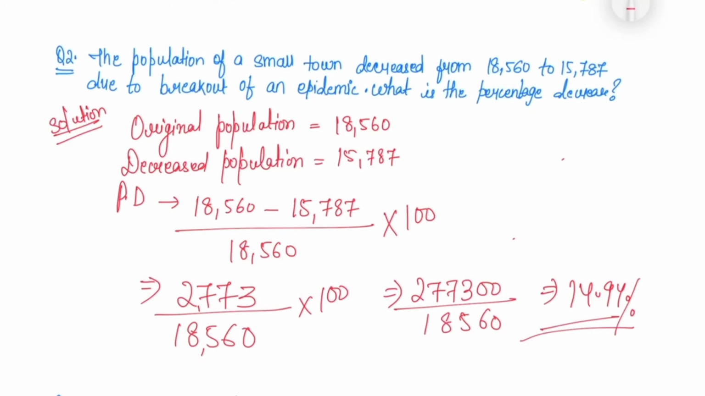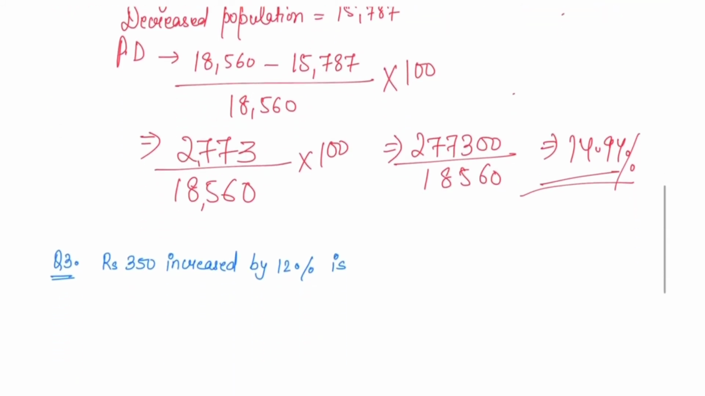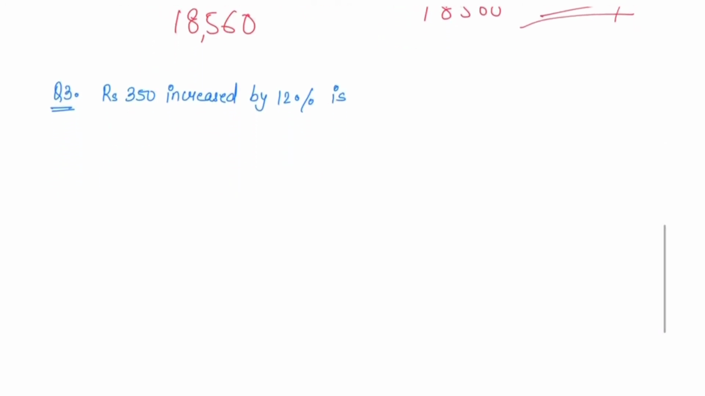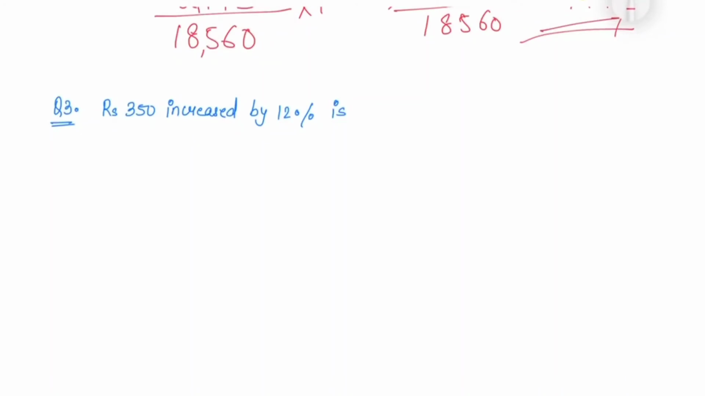Now sometimes you may get some questions which are not related to the formula, but yes, you may get this kind of question. So the question is like this: rupees 350 increased by 12% is. Now in this case, you will get confused that according to the formula we cannot do this. So this is a very simple technique, a very simple trick.